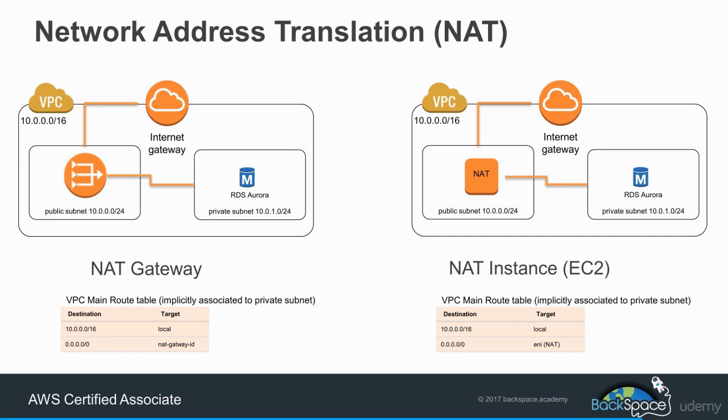We can also use a NAT instance, so we don't have to use the NAT gateway. In the lab on highly available architecture, we use a NAT instance there to allow our RDS Aurora instance to download updates from the wider internet. So again, you would have a main route table entry there, with all other traffic going out to the wider internet routed through to the elastic network interface of that NAT instance.